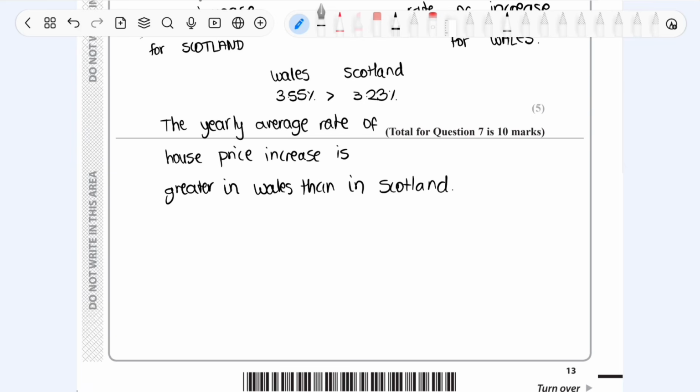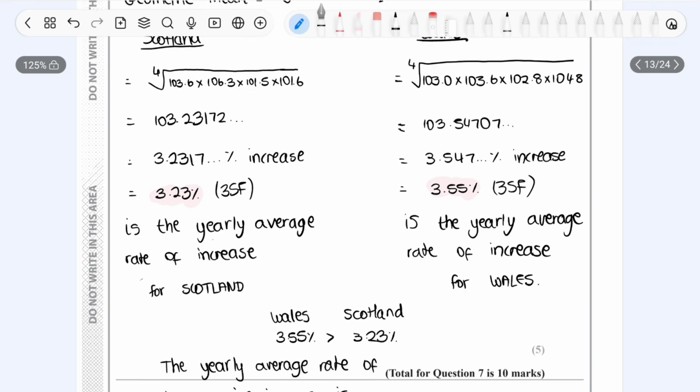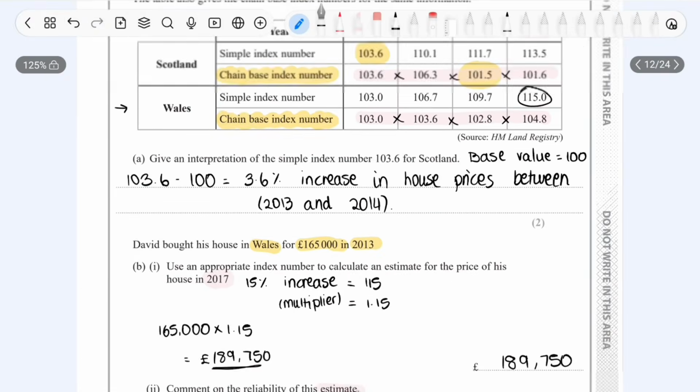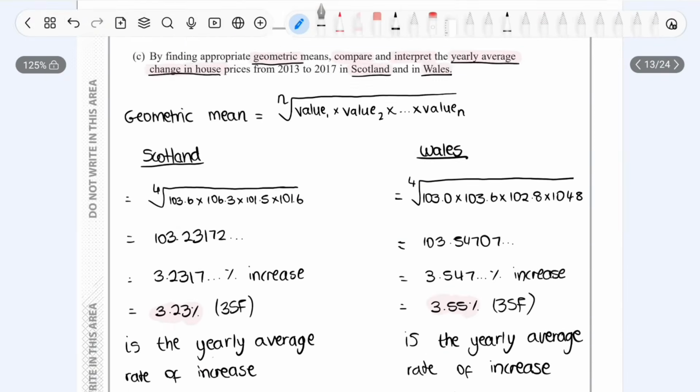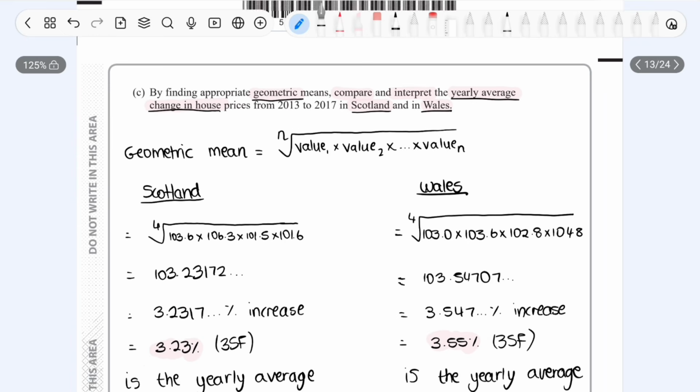Now that was a not difficult but a tedious question. It was 5 marks, so it was kind of worth it. I'd say it's a good question overall. You just need to know the formula for the geometric mean. You need to identify that it's for chain-based index numbers, plug it in, find the values, compare and interpret. And it's basically packed into these 2 sentences. If you can break it down properly, then you'll have no problem getting all 5 marks.